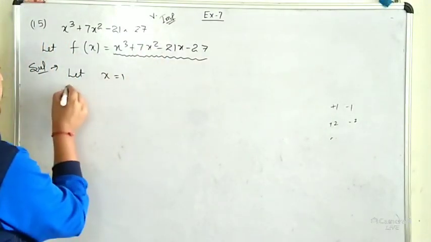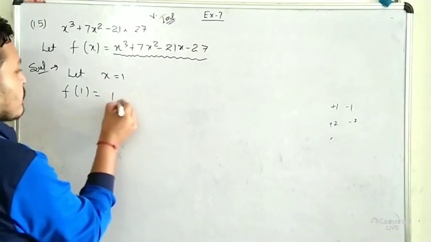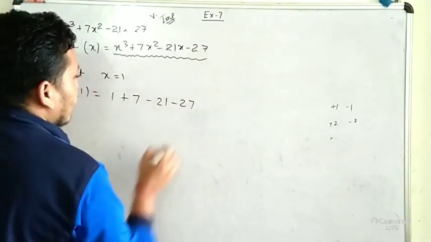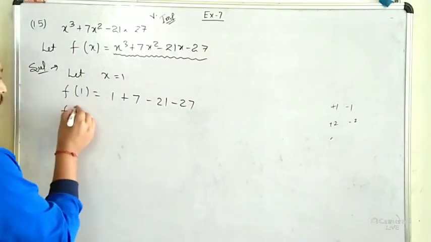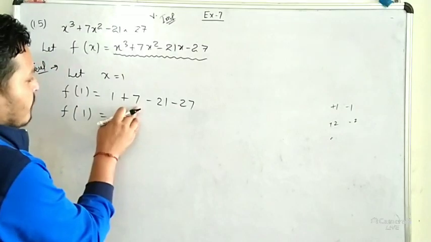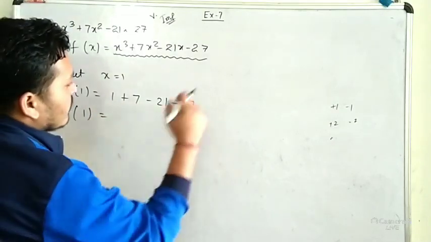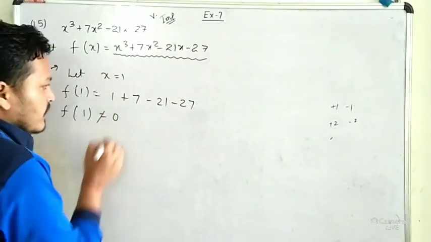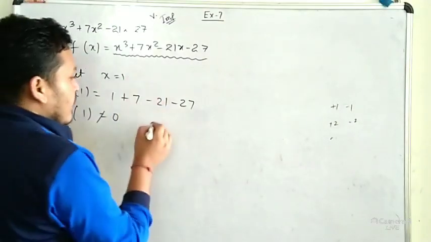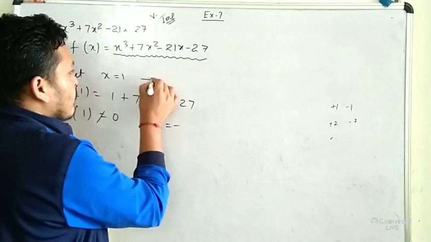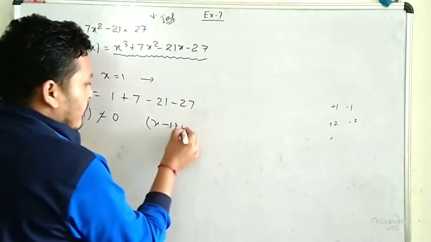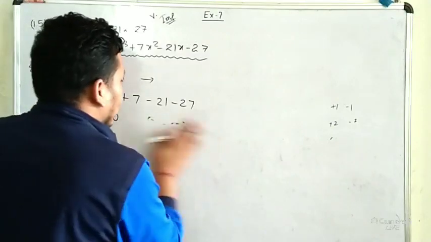Let x is equal to 1, so f(1) is equal to 1 plus 7 minus 21 minus 27. When you solve it, it does not equal 0. देखो 7, this is 7 और 1 8 और 21, ये तो बहुत बड़ा जा रहा है. It does not equal 0. It means x is equal to 1, taking 1 on the left hand side, x minus 1 is not a factor of the given expression.